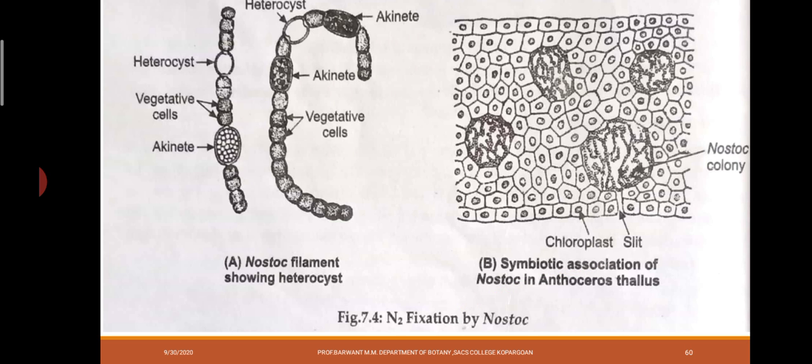Let's see the blue-green algae. One example is the Nostoc filament. In the heterocyst cell, the nitrogenase enzyme is present and performs the nitrogen fixation. These are the different parts of a heterocyst in a Nostoc filament.